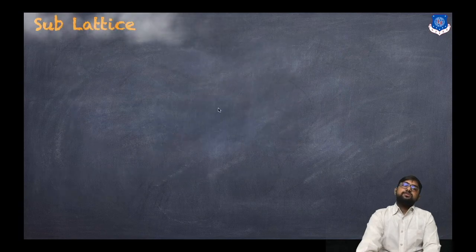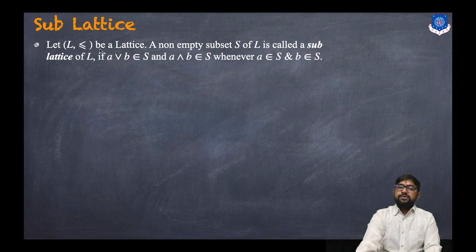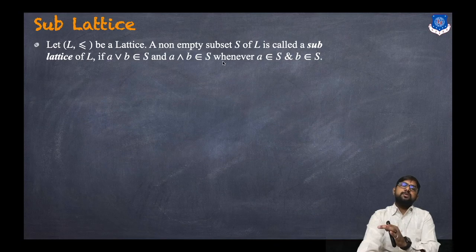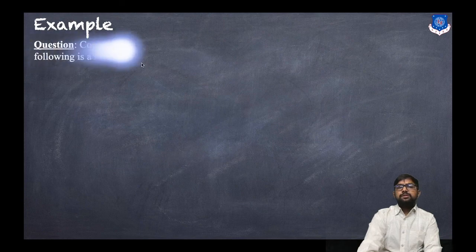Now let us discuss what is a sublattice. So the definition: let L, less than or equals to, be a lattice. Now a non-empty subset S of L is called a sublattice of L if A or B belongs to S and A and B belongs to S. That means one is join and another is meet, whenever A belongs to S and B belongs to S. So let us discuss an example.